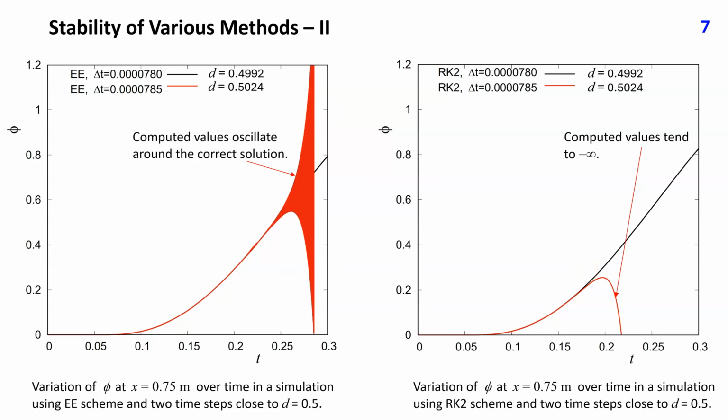In the case of second order Runge-Kutta scheme, no oscillations are produced like with explicit Euler scheme. The computed values tend smoothly but rapidly toward minus infinity for t greater than 0.2. Black lines at t equals 0.3 seconds show the difference in accuracy. First order scheme predicts the value of phi below 0.8, while the second order scheme predicts the value greater than 0.8.